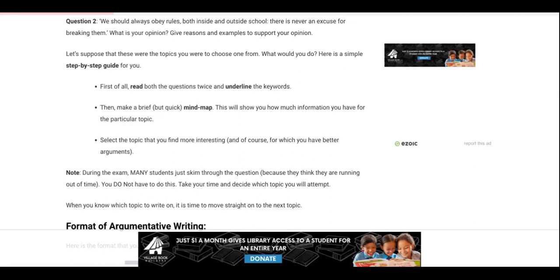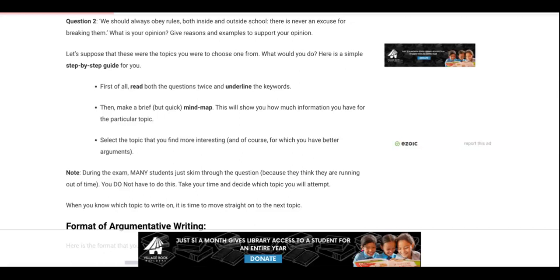Because on those bases only you will be able to write as much as they need you to write, or you'll be able to write legitimate arguments. So they're saying that you make a brief mind map, which is basically you just thinking in your head, what is it, am I for it, am I against it, what would be my four pointers, what would be my against pointers.